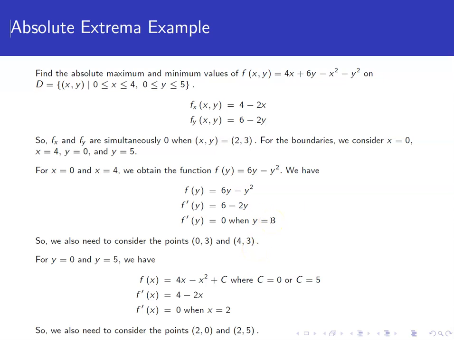When we put in 0 and we put in 5 for y, we'll get 4x minus x squared, and then either we'll get a 0 or we'll get a 30 minus 25, or we'll get a 5. So we'll get a function of the form 4x minus x squared plus some constant, but that constant's not going to matter when we're looking for critical points. It's not going to make any difference in the derivative being 0. We take the derivative, we get 4 minus 2x. That's equal to 0 when x is 2. So two more points that we need to consider are (2, 0) and (2, 5).